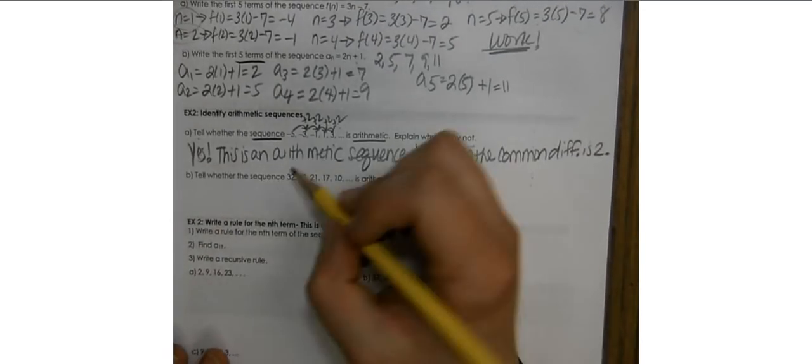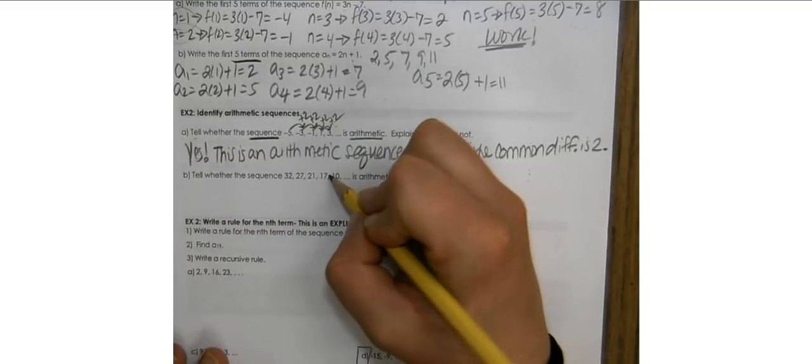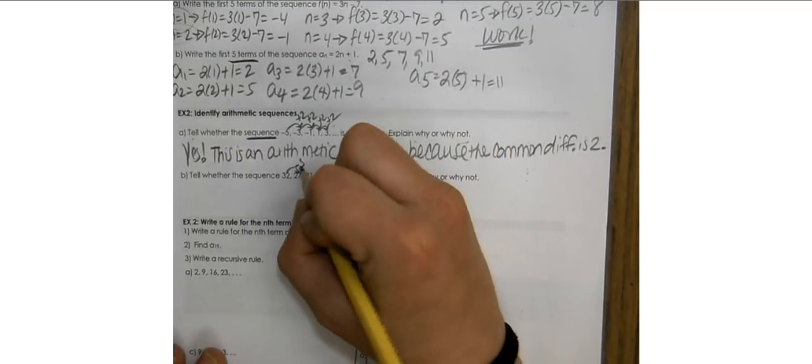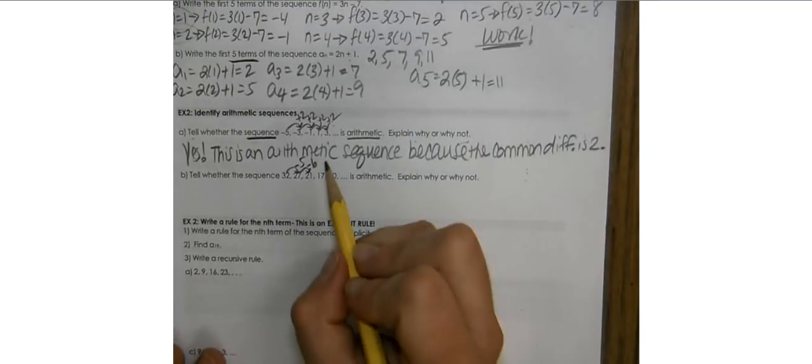And we are done. Next, we're going from 32 to 27 to 21 to 17 to 10. To go from 32 to 27, I am subtracting 5. To go from 27 to 21, I'm subtracting 6. These two are not the same number, so the answer is no.